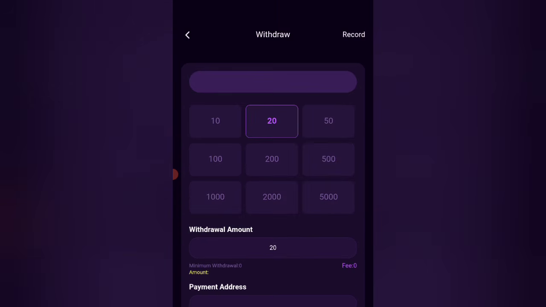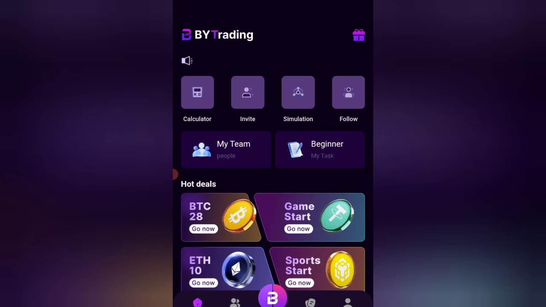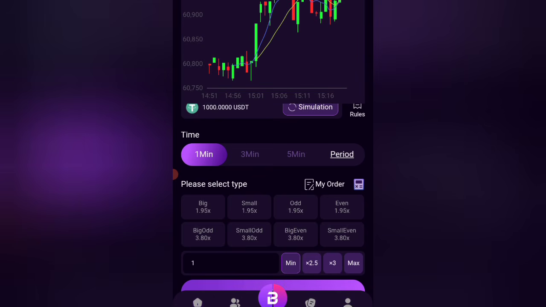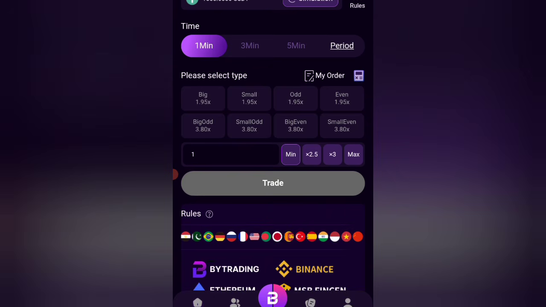So that's how this deposit and withdrawal works. So now let's go to the using of the signal. Click on this BTC28. I'm going to be using 1 minute signal. So by default it is on 1 minute. So I'll go to the signal channel.